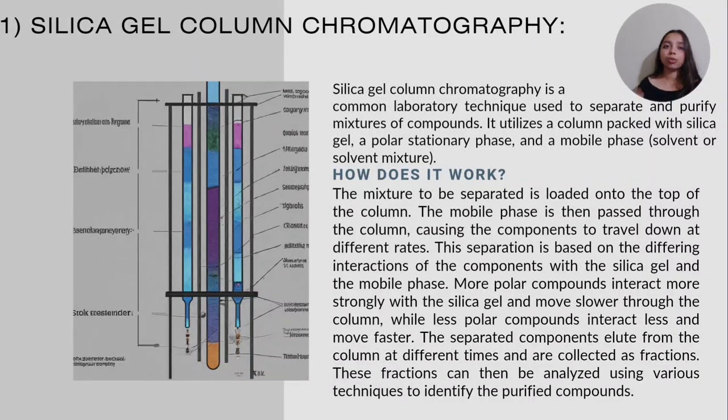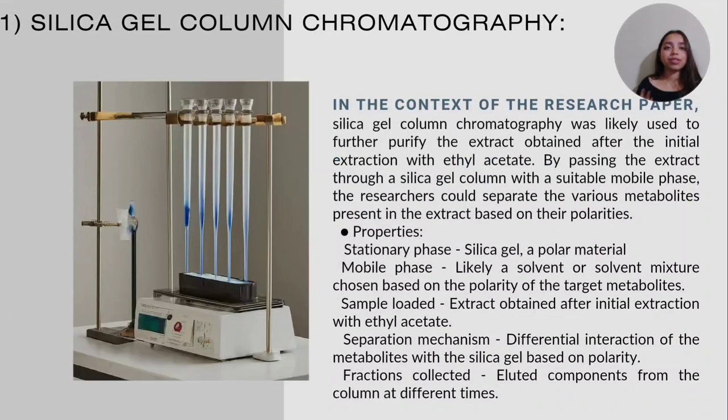Silica gel column chromatography is a common laboratory technique used to separate and purify mixtures of compounds. It utilizes a column packed with silica gel, a polar stationary phase, and a mobile phase, which is a solvent or a solvent mixture. The working is given, please do read.